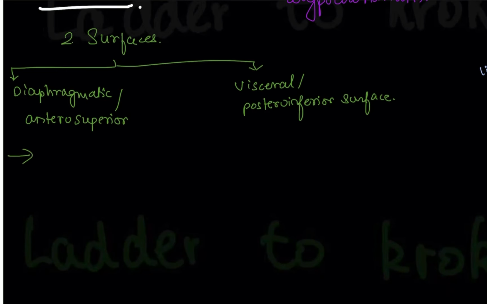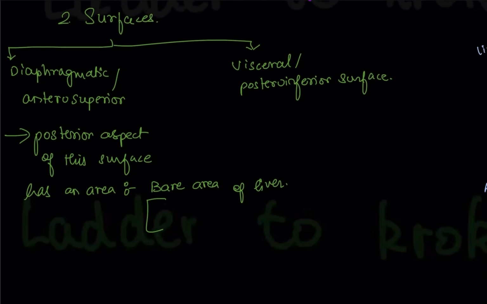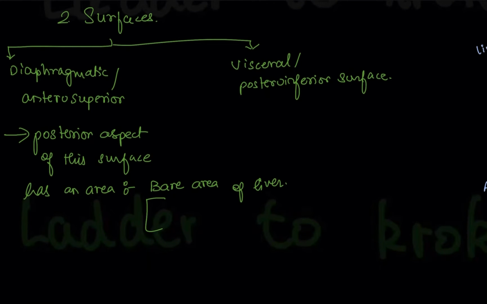Now for the diaphragmatic and anterosuperior surface, there's one point you must remember, that the posterior aspect of this surface has an area called the bare area of the liver. Why is it called the bare area of the liver? Because it is directly in contact with the diaphragm. No other surface is directly in contact with the diaphragm. This is the only surface of the liver which will be in direct contact with the diaphragm, and the term is bare area of the liver. So write down what is bare area of the liver: that liver is in direct contact with diaphragm.